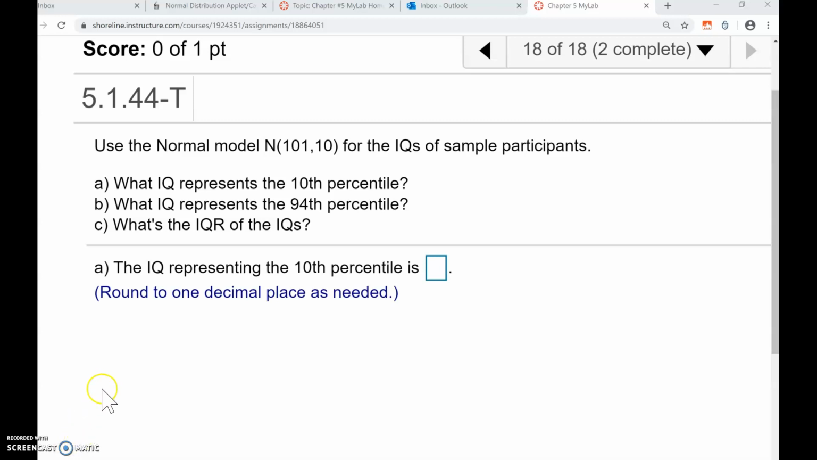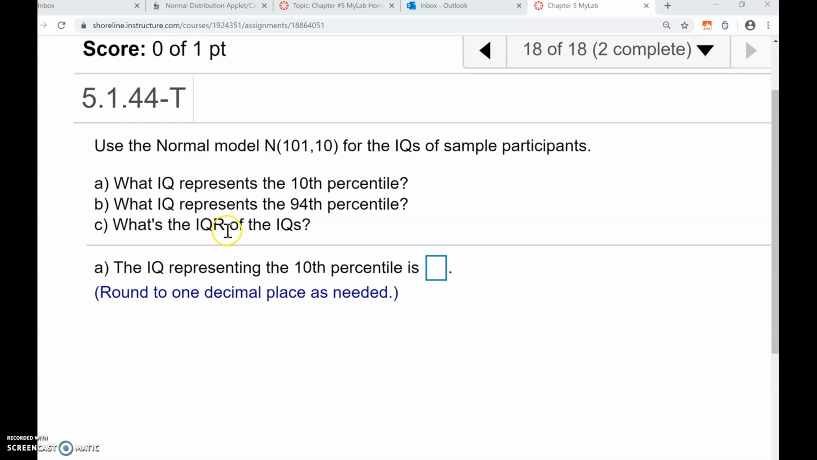Hi, this is number 18 in the Chapter 5 MyLab. It says use the normal model N(101, 10). That means the mean is 101, standard deviation is 10, for the IQs of sample participants. A, what IQ represents the 10th percentile? B, what IQ represents the 94th percentile? C, what's the IQR of the IQs?